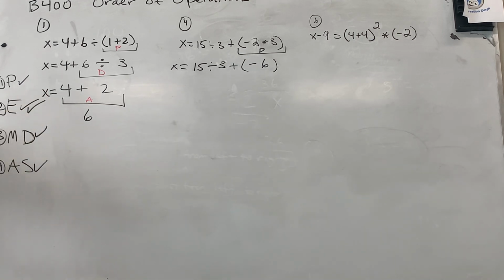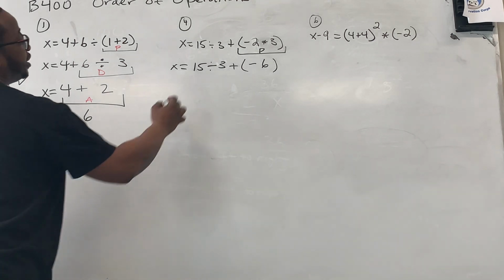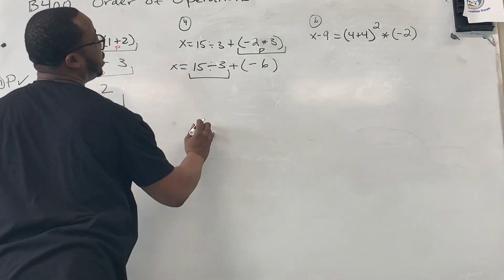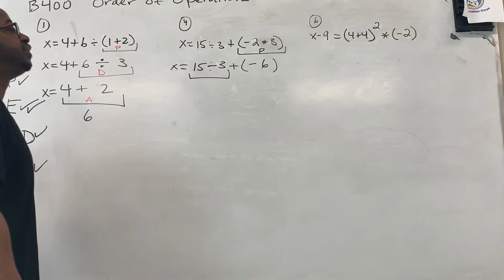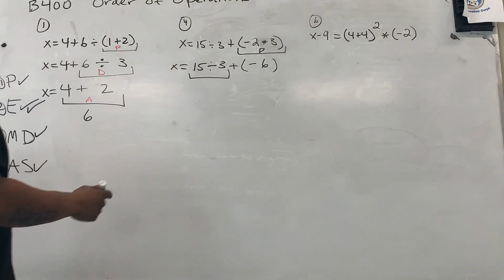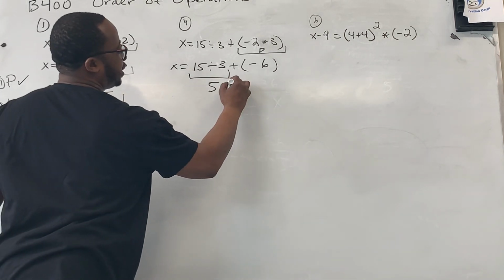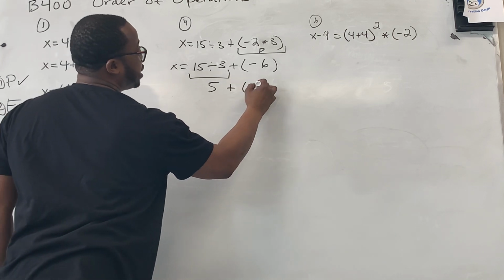So we can check that off. Now, is there any multiplication or division? Yes, one right here. 15 divided by 3 gives us what? 5. Now 5, and then bring down the plus sign.